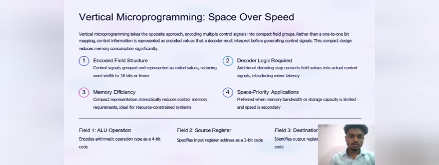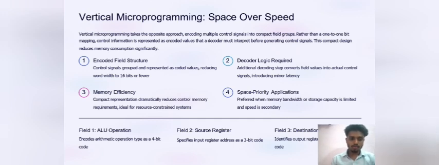The first point is encoded field structure. Control signals grouped are represented as coded values, reducing word width to 16 bits or fewer. Second point, decoder logic required. Additional decoding steps convert field values into actual control signals, introducing minor latency. Third point, memory efficiency. Compact representation dramatically reduces control memory requirements, ideal for resource-constrained systems. Fourth point, space priority. Applications preferred when memory bandwidth or storage capacity is limited and speed is secondary.